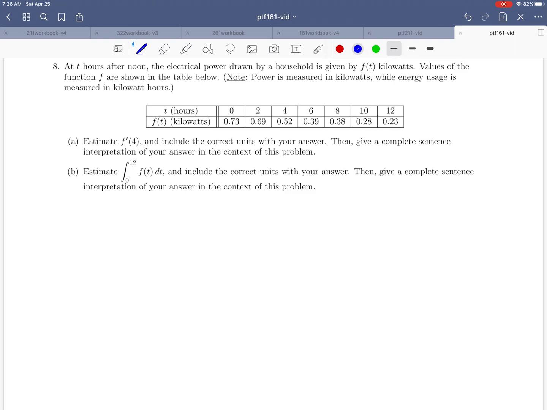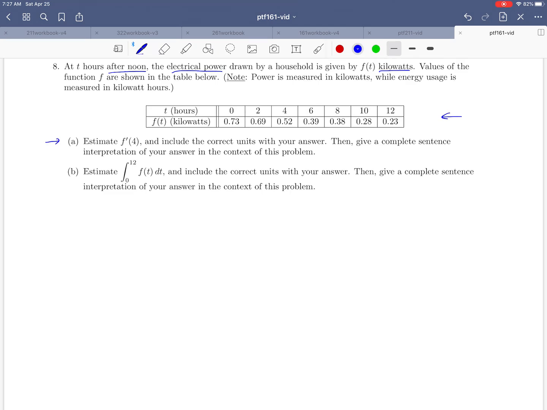So they tell us at t hours after noon, the electrical power drawn by a household is given by a function f of t. Units of that power are kilowatts. Notice that this function is being given to us in tabular form. We've got a table of data here that's telling us the power being drawn at various times. And remember again that t is representing time after noon, so t equals 0 represents noon. All right, so let's see if we can do part A together.